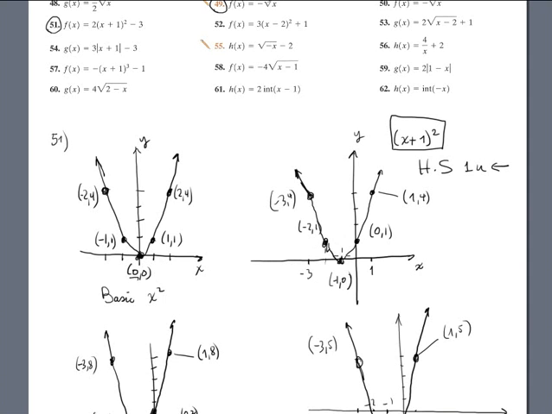So this point is transformed to this point. This to this. Likewise, this is (1, 1), subtracting 1 in the first component: 1 minus 1 is 0. This point is (2, 4), subtracting 1 from the first component is (1, 4). And this is (-1, 1), it is (-2, 1). And this is (-2, 4), it is (-3, 4). Okay, this is the horizontal shift 1 unit to the left.